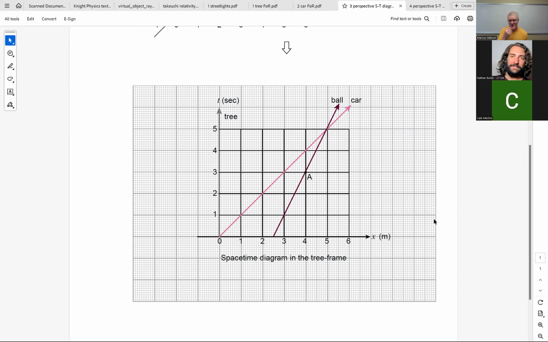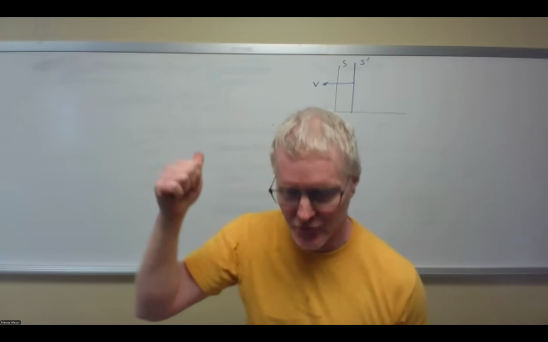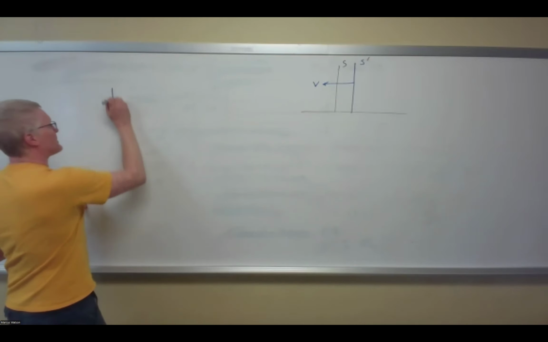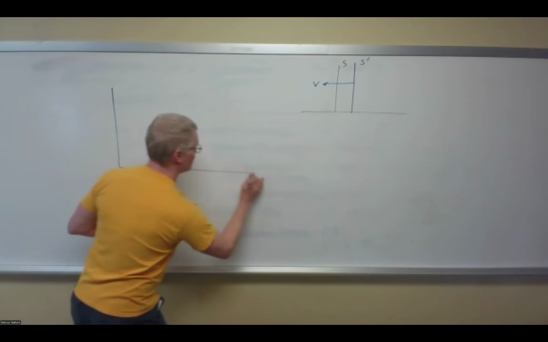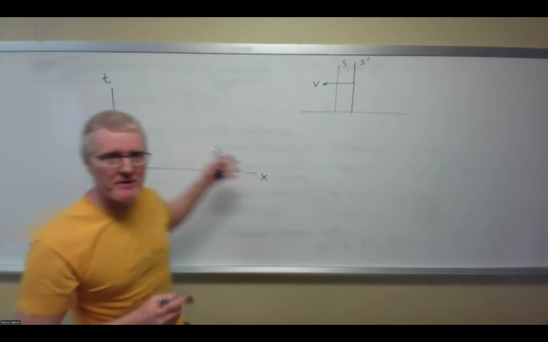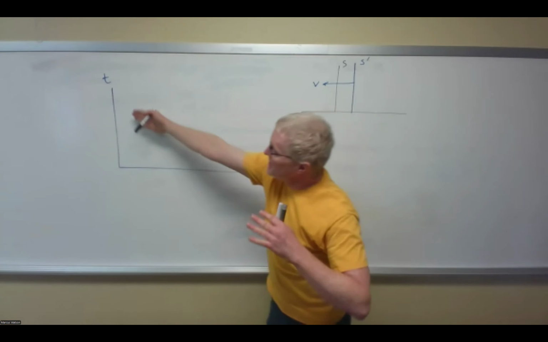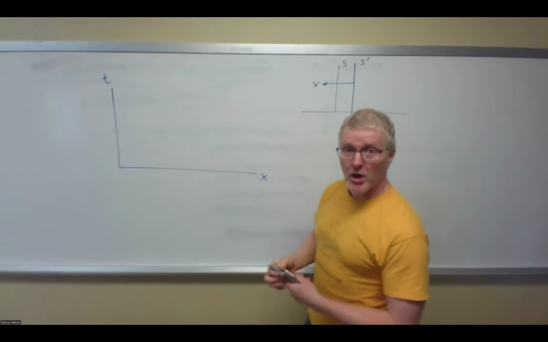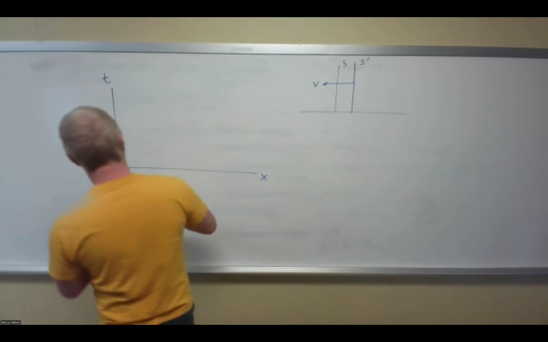All right. So this is step number one. It is to look at two perspectives on a single diagram. I'm going to stop this for a minute. We're going to get back to drawing a little bit here. What this means is, if I draw my X and my T, suppose this is my tree frame, and this is my tree time axis and my tree space axis. And I put the car on here. Did that in blue, so the car I'll put in black.